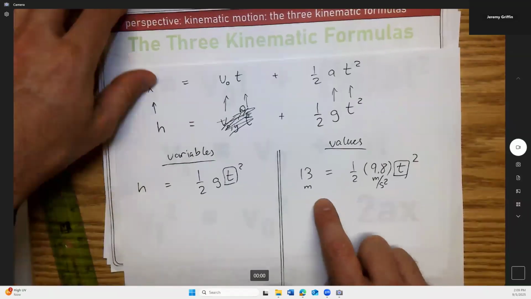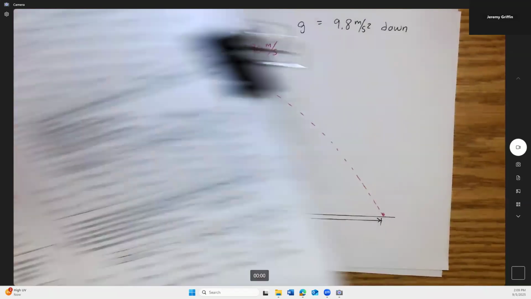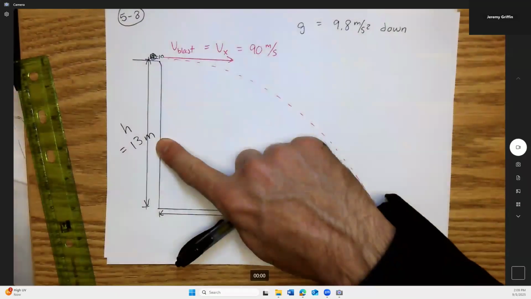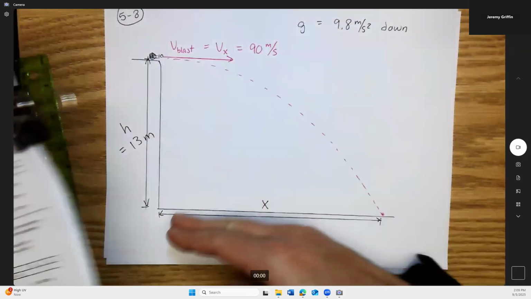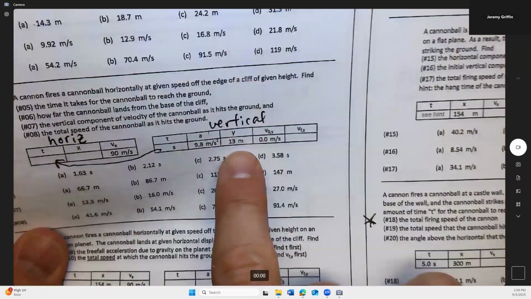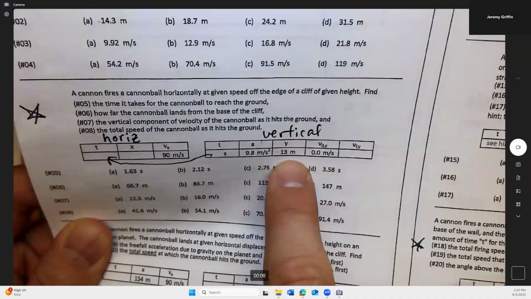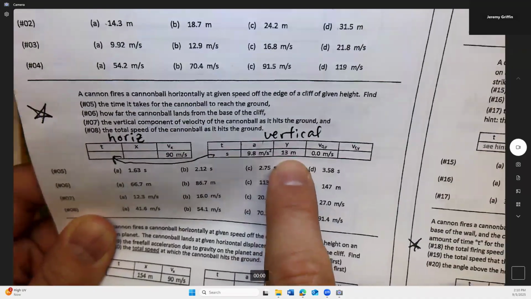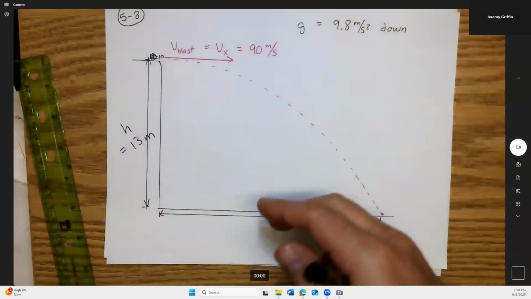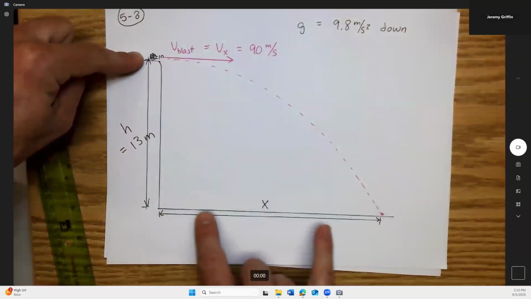Yeah, the 13 meters comes off my paper. See, I have a cliff height of 13 meters. That's to say how far the ball is going to move. It's labeled Y for the cliff height, like a vertical displacement. So the vertical displacement is the height of the cliff, because we're going from the top of the cliff down to the valley below.